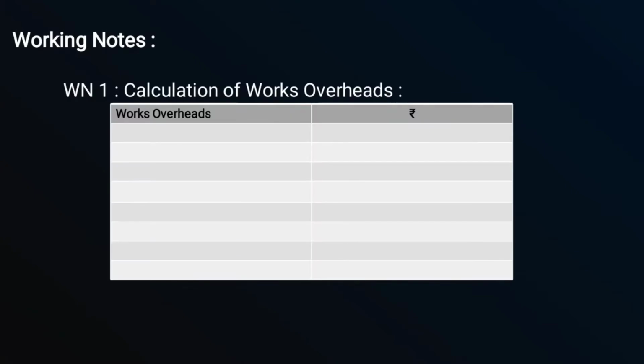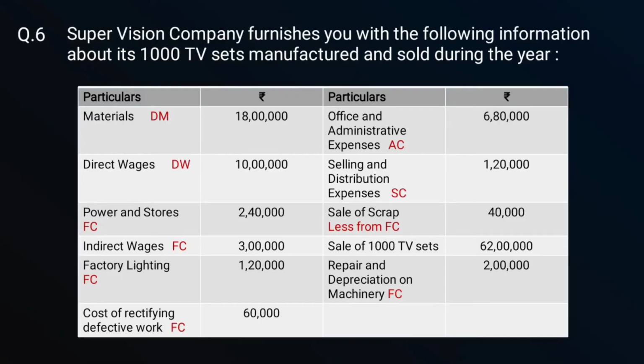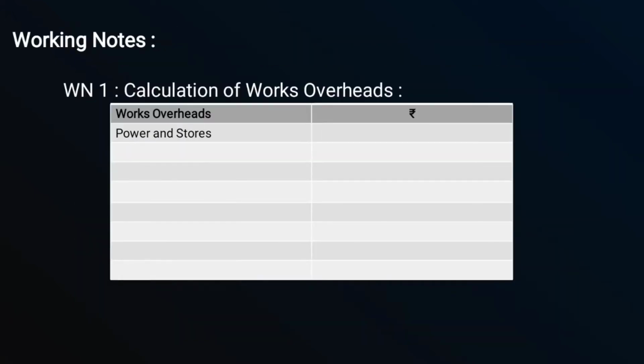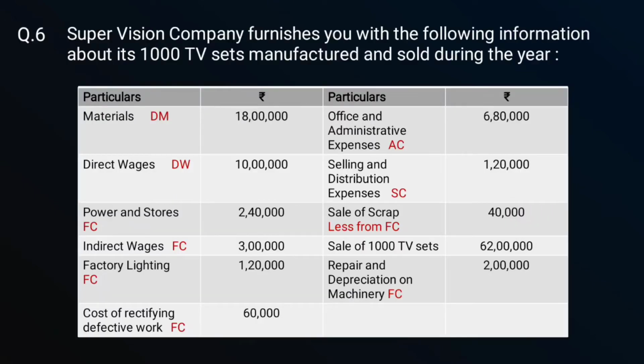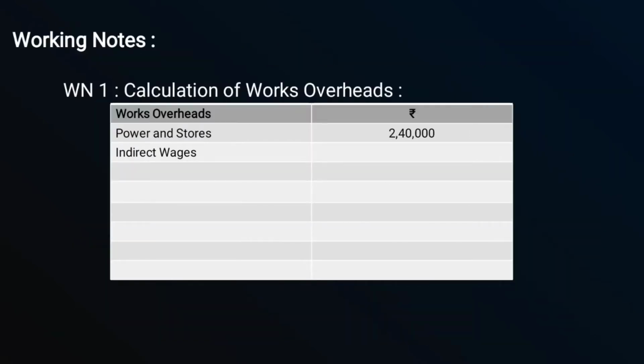So working note number 1, calculation of works overheads. First is power and stores, which is given as 2,40,000. So we'll record it, power and stores. Amount is 2,40,000. Next is indirect wages. Amount is given as 3 lakhs. So we'll record it, indirect wages. Amount is given as 3 lakhs.